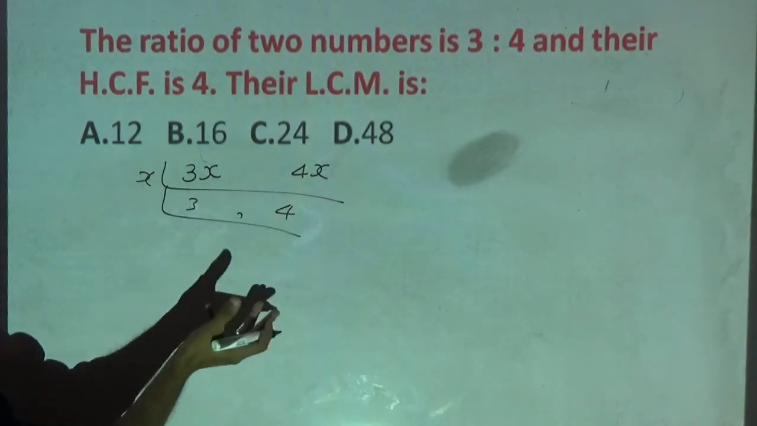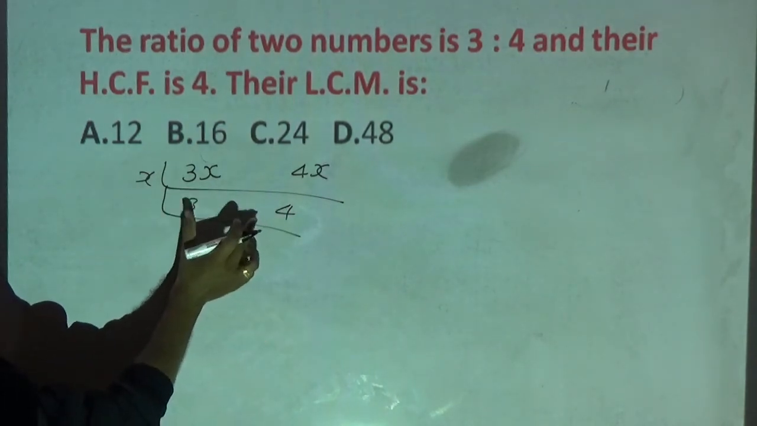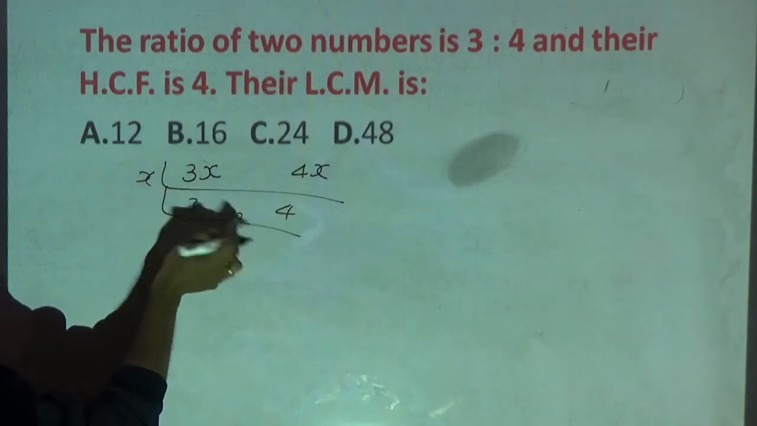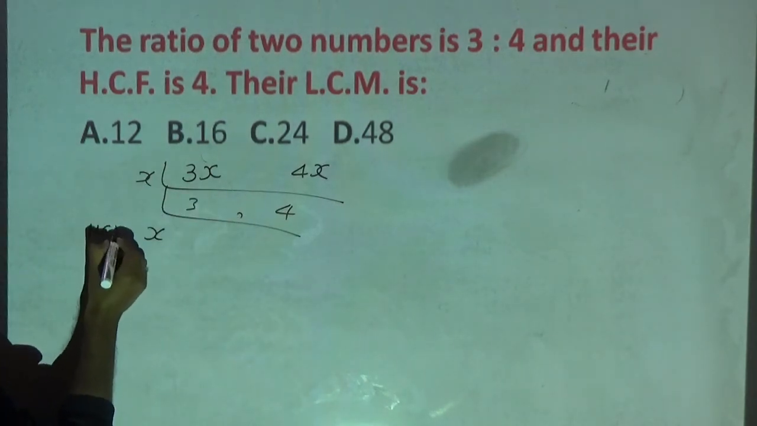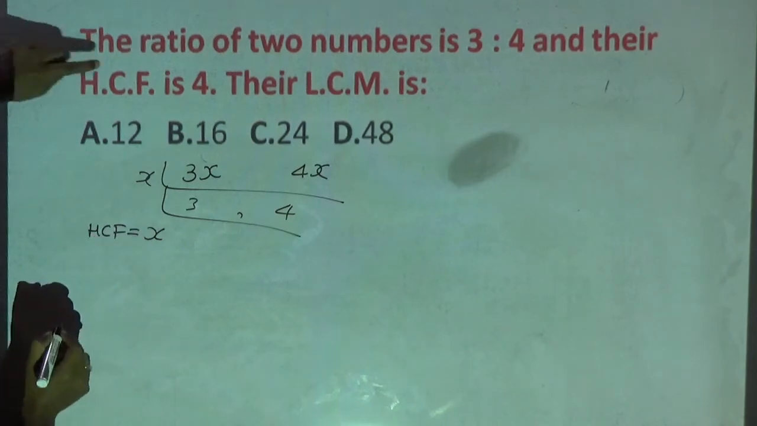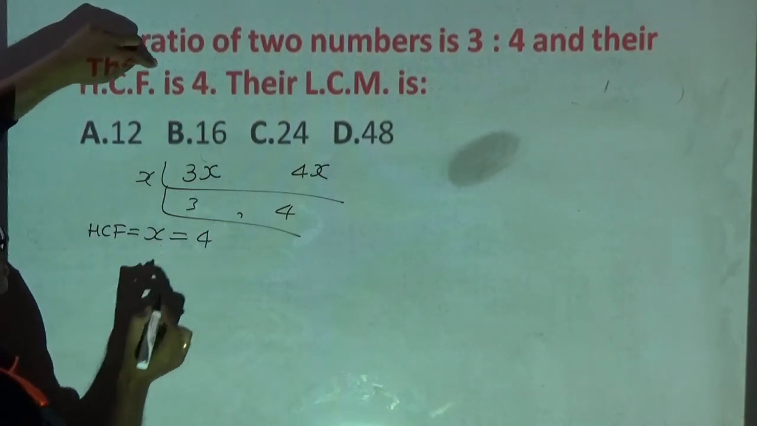Can you further divide? No. What common number have you divided by? x. If you cannot divide further, then x is your HCF. What is x? It is nothing but the HCF. They have given that the HCF is 4, so x is equal to 4.